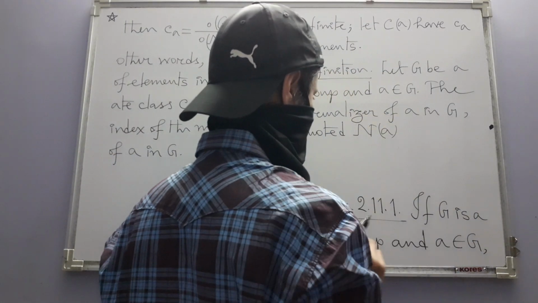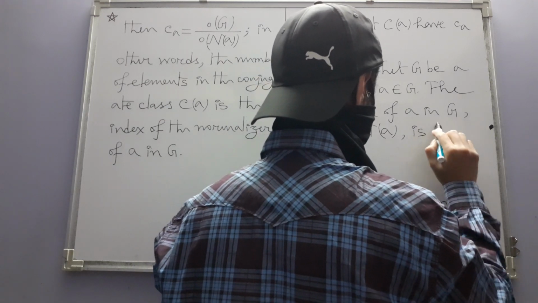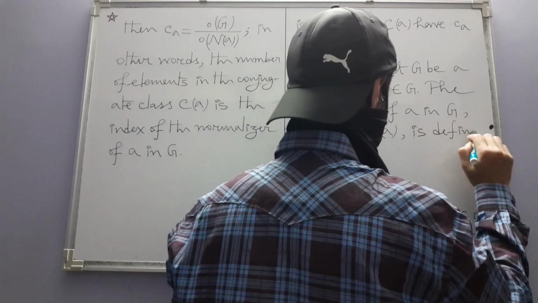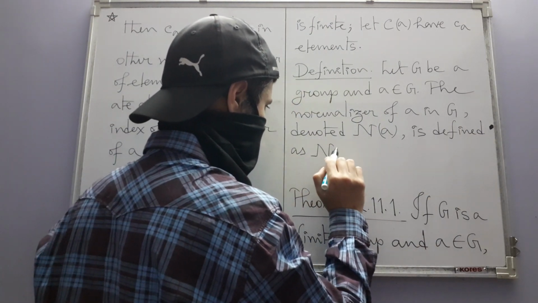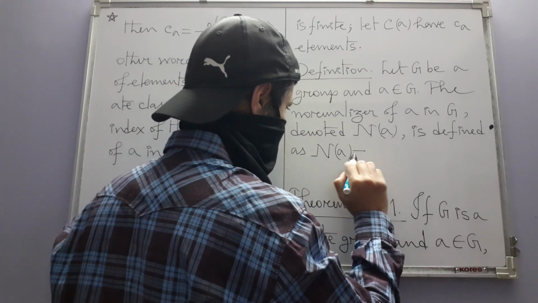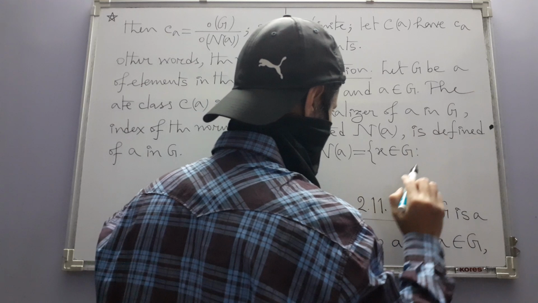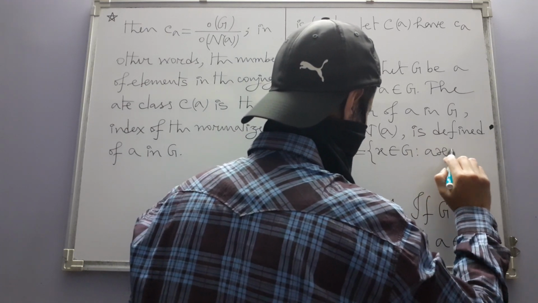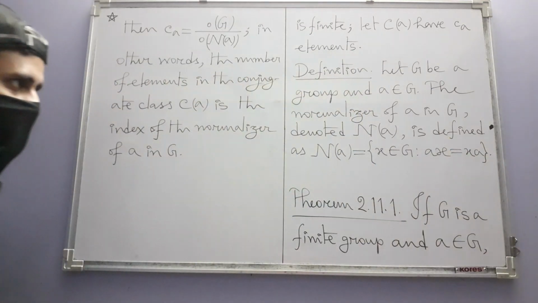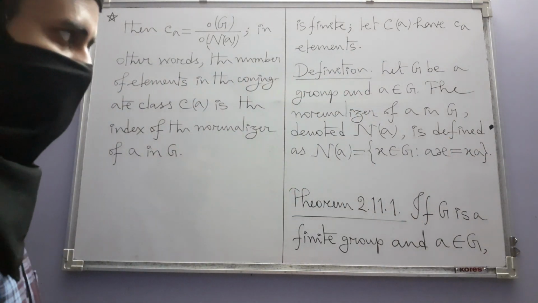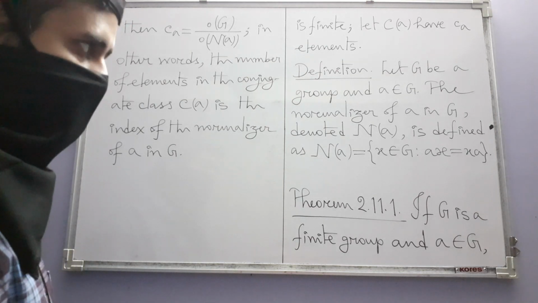So we are just simply writing NA is defined as NA equal to the set of those elements in G that commute with A. All the elements in G that commute with the element A form the normalizer of A in G.